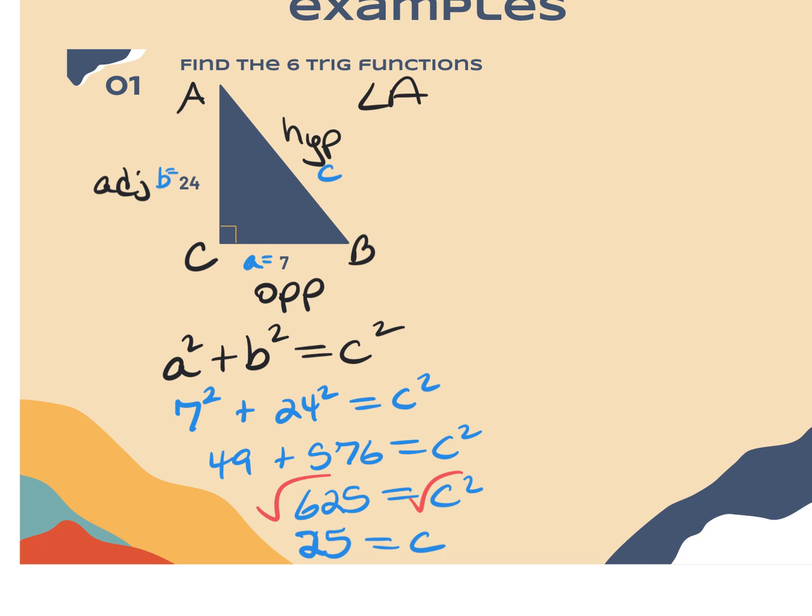So now that I have the length of my hypotenuse, it's 25, a common Pythagorean triple. Now I can find the values of the 6 trig functions.